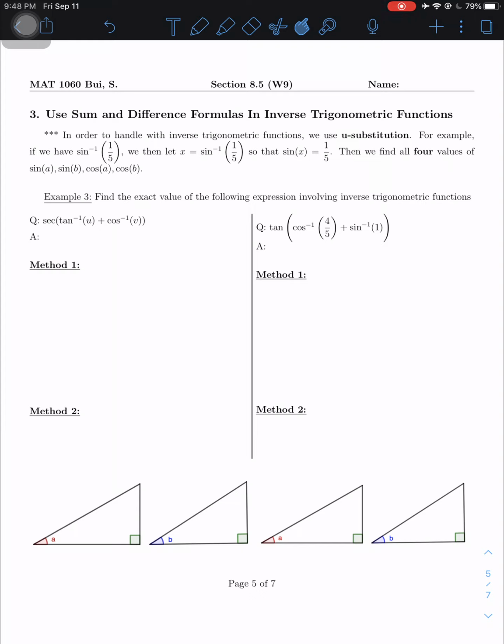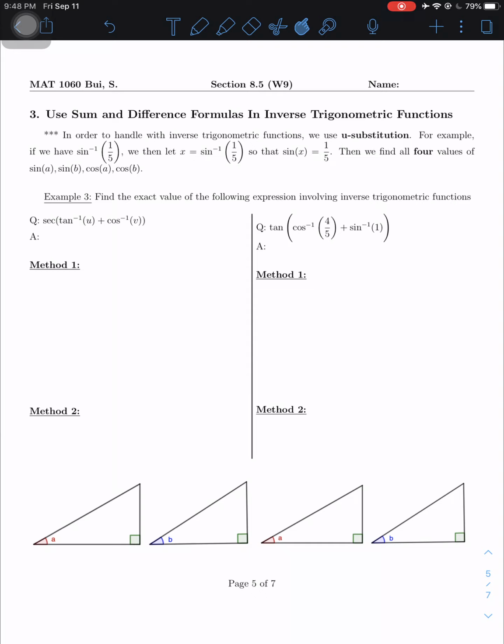Alright, so for my personal tips, in order to handle inverse functions, we use substitution. Like you can see in the past, substitution is our friend. It's really friendly and easy to use. But make sure at the end you plug it back to its original value. Don't just solve for u and then stop there. That's not the full work.